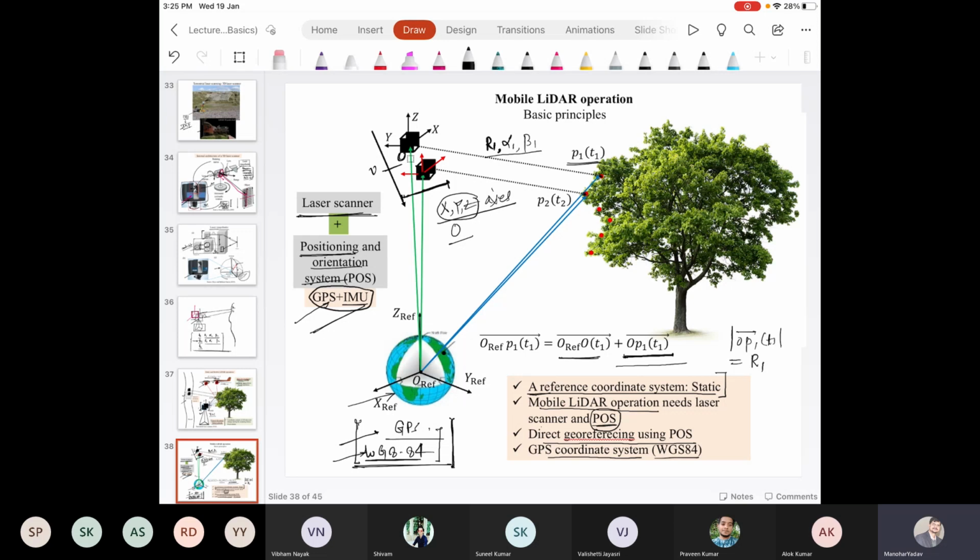So O reference O is recorded. Though it is not directly calculated and there is a certain different provision, for the understanding point of view I'm simplifying here. Let's say by using a POS unit, we are able to track the change in the origin of the laser scanner coordinate system XYZ. It means this vector from the origin of the reference coordinate system to the origin of the laser scanner coordinate system is measured. Then the point P1 coordinate in the reference coordinate system, the vector O reference P1 at time T1, is equal to the O reference O vector plus the OP1 vector. This vector addition can only be performed when all the vectors are in the same coordinate system.